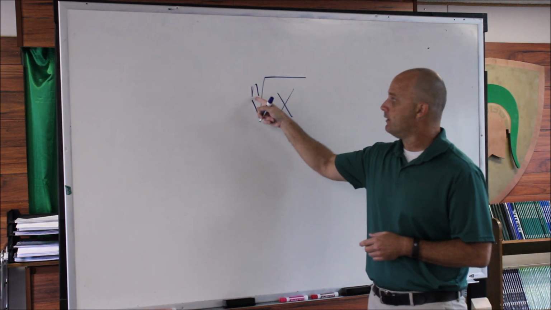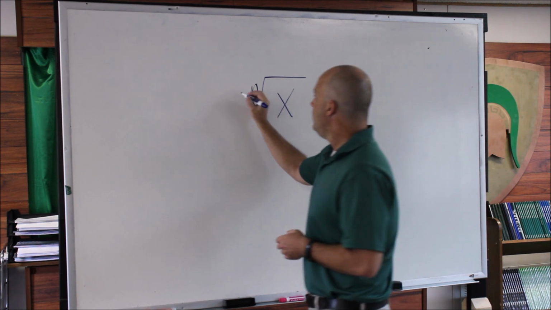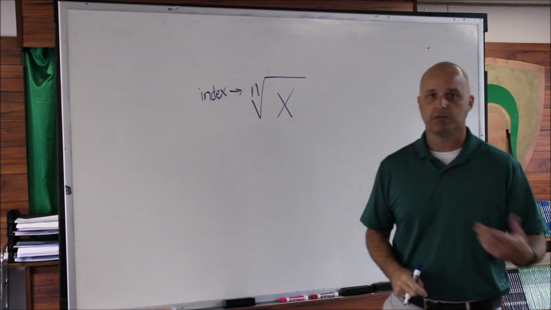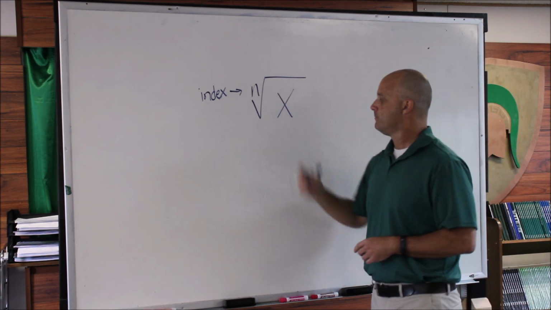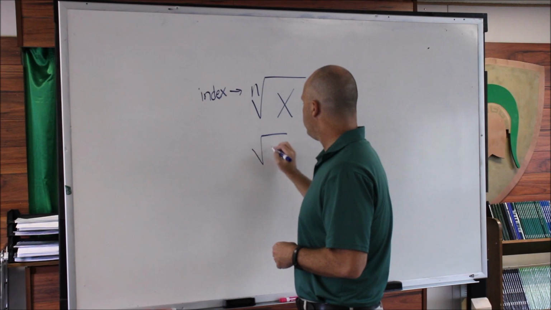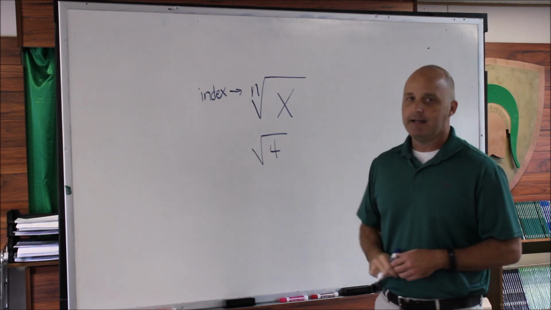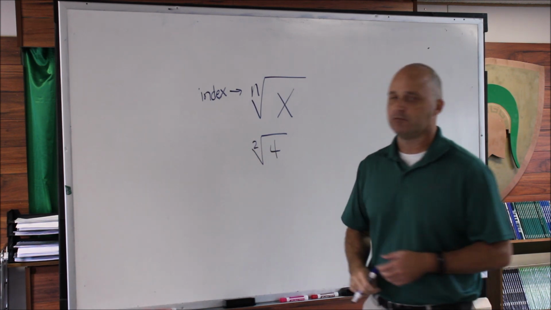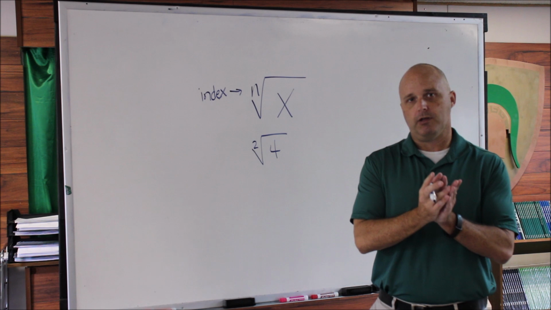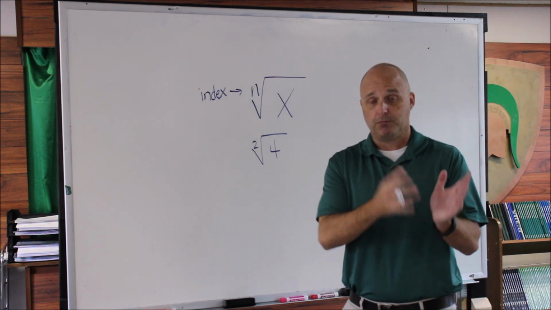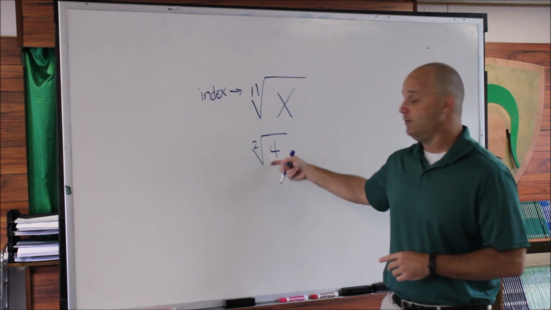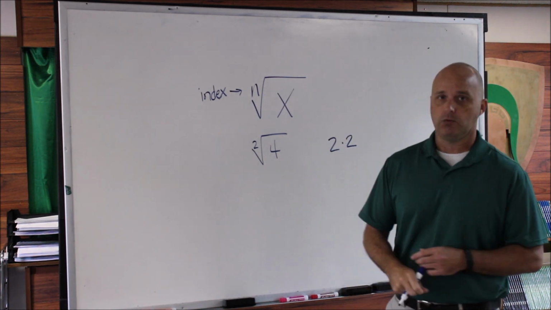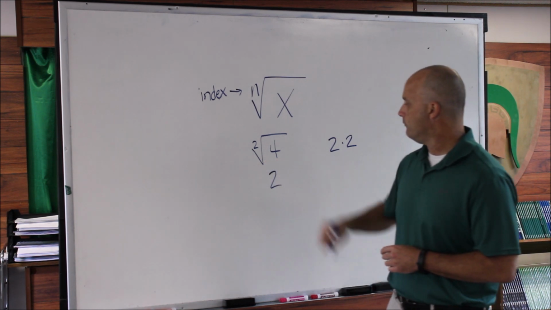And the first part right here, this n, is called the index. And what that's going to tell us is how many times the answer needs to be multiplied in order to get this number. So you've all seen the square root of 4 before. The index right here, even though it's not shown, is assumed to be a 2. So that tells us we're looking for a number that multiplied against itself is going to give you 4. So we know that 2 times 2 is going to equal 4. So the solution to the square root of 4 is 2.